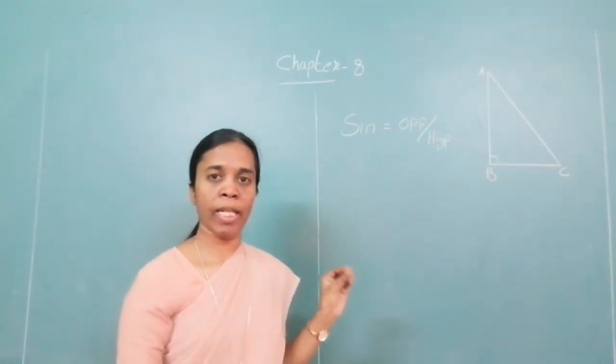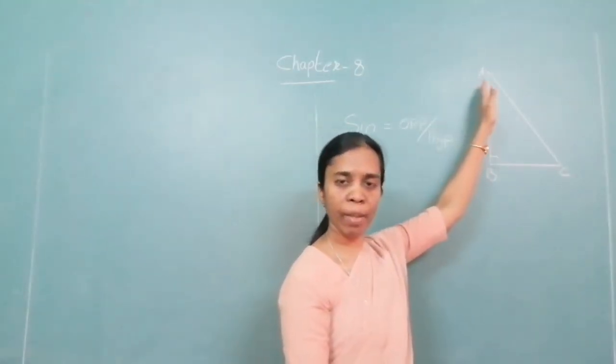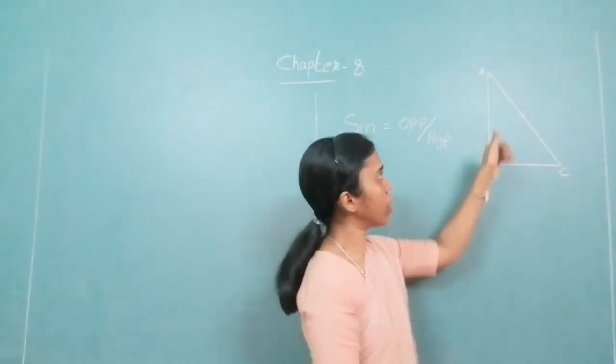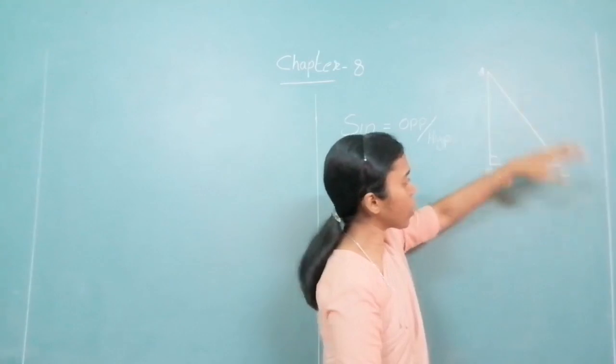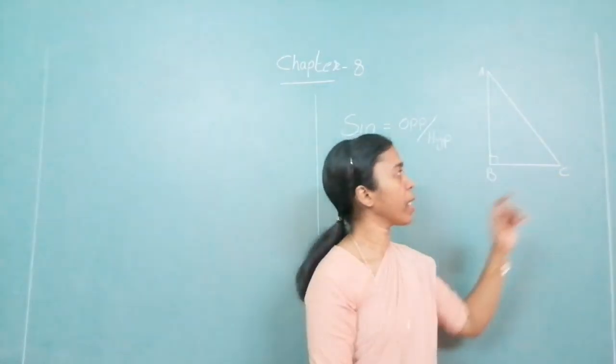Suppose I want to say sine A. So now I am considering angle A. Sine A means sine of angle A. Sine is opposite upon hypotenuse. So for angle A, which is the opposite? BC. Which is the hypotenuse? AC. So that is BC upon AC.